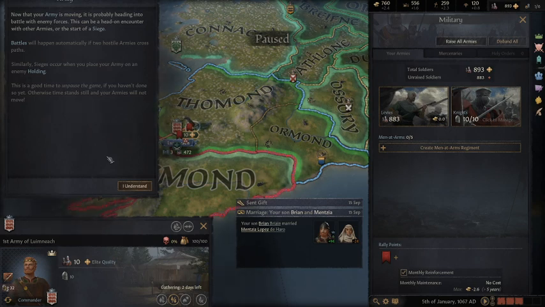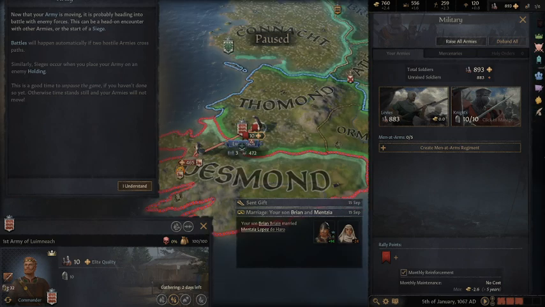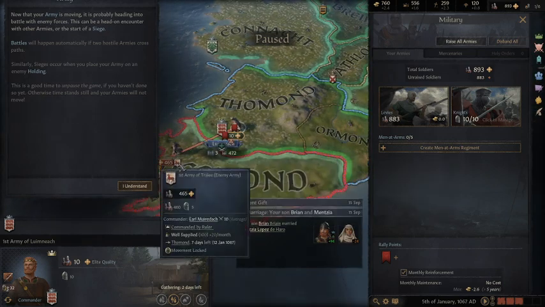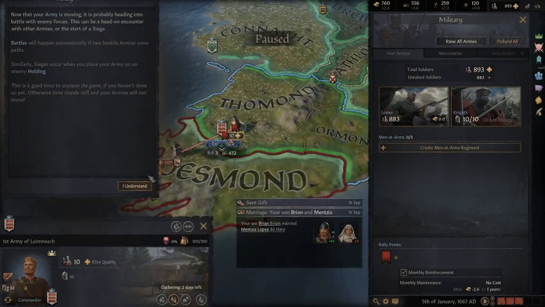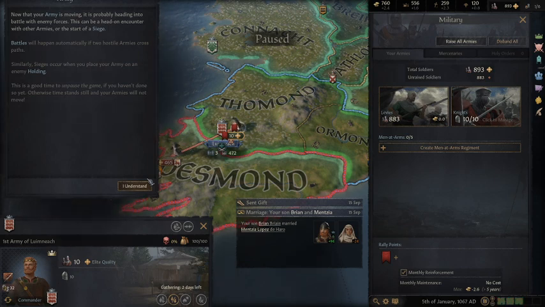Now the army is moving and is probably heading into battle with enemy forces. This can be a head-on encounter with other armies or the start of a siege. Battles will happen automatically if two hostile armies cross paths. Similarly, sieges occur when you place your army on an enemy holding. This is a good time to unpause the game if you haven't done so yet, otherwise time stands still and your armies will not move.